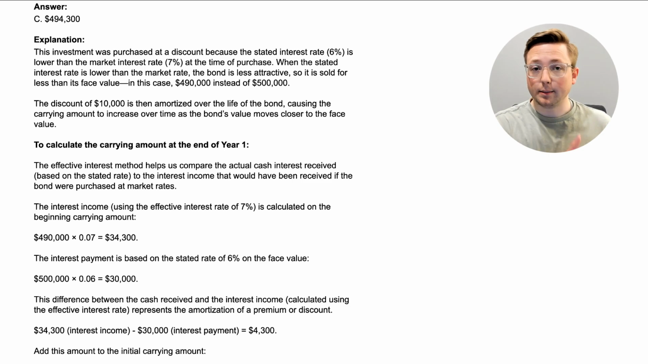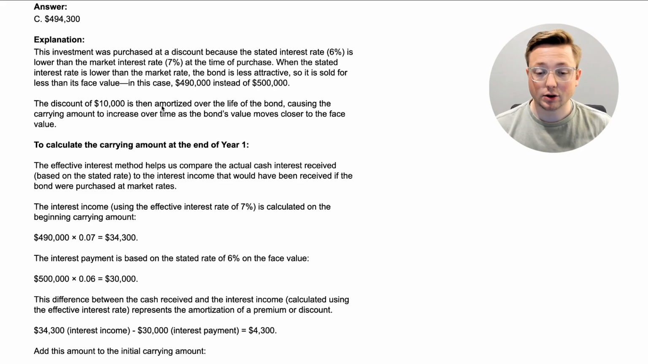So because they purchased it for $490,000, but the face value, the par value, is $500,000, it's a discount. And the reason that's the case is, again, because the stated interest rate, which is how much the bond actually has, 6%, compared to the 7% market rate, which is better. That means that people aren't going to want to buy it as much as they would want to buy one that has 7%. So again, they're selling it at a discount.